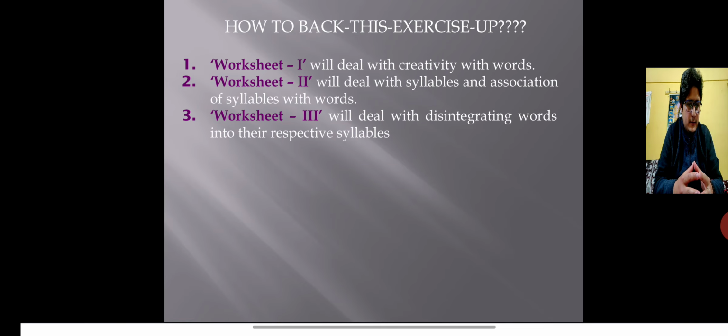vowels. Okay, how to back this exercise up? We usually call it assignments or worksheets. What I say is backup plans, reinforcement plans. Now, children, until you back yourself up, this is only going to become written knowledge that will never be inculcated into your spoken skills, into your audible skills. So unless you do that, you are definitely not going to master the skill of communication.